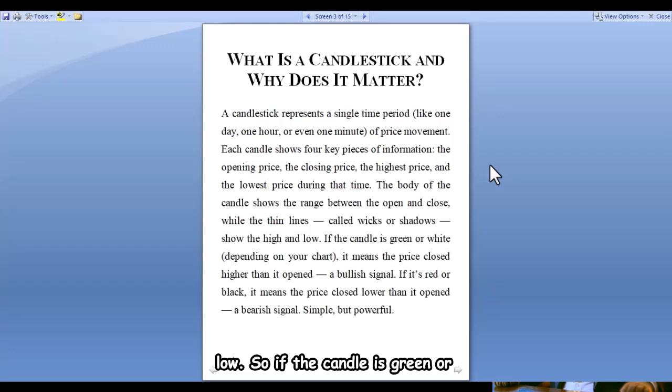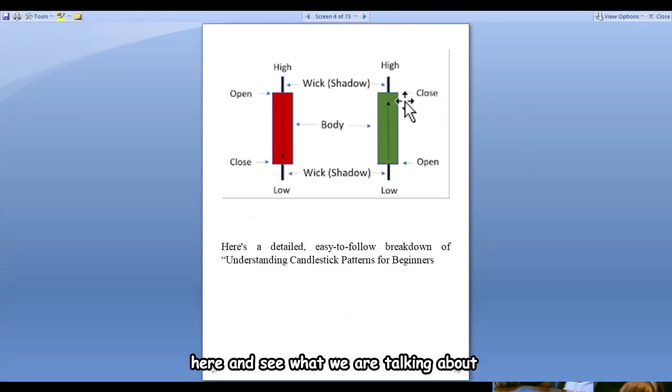If the candle is green or white, depending on your chart, it means the price closed higher than its open, a bullish signal. And if it is red or black, it means the price closed lower than its open, a bearish signal. So it is that simple but very powerful, guys. Now let's check out the image here and see what we are talking about.